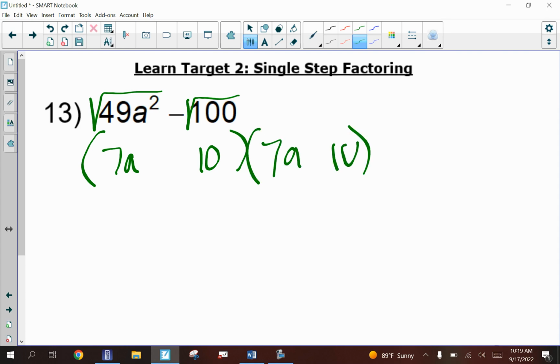So it's going to be the same stuff on the inside, and the only thing that's going to be different is one's a plus and one's a minus. That's our answer. One thing that we talked about in class is the order doesn't matter. As long as you have one parentheses that says 7a plus 10 and the other one says 7a minus 10, it doesn't matter how you write it. You can also write 7a minus 10 and 7a plus 10, and it's the same thing.